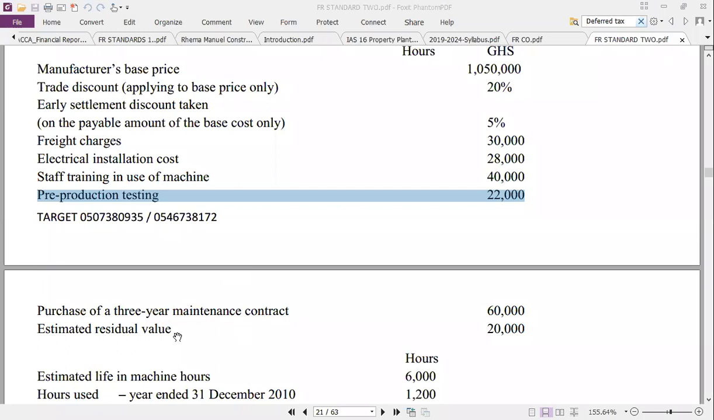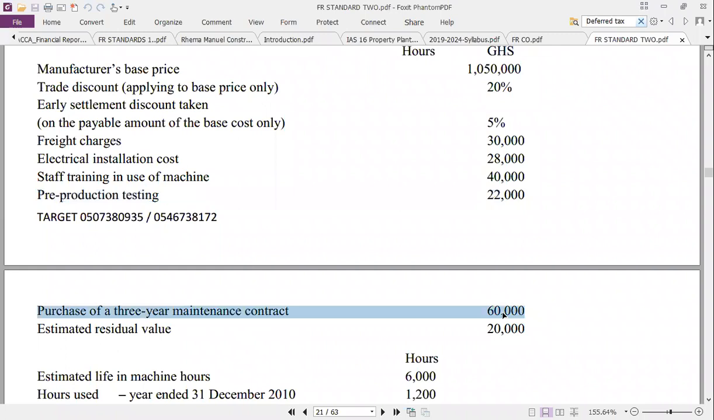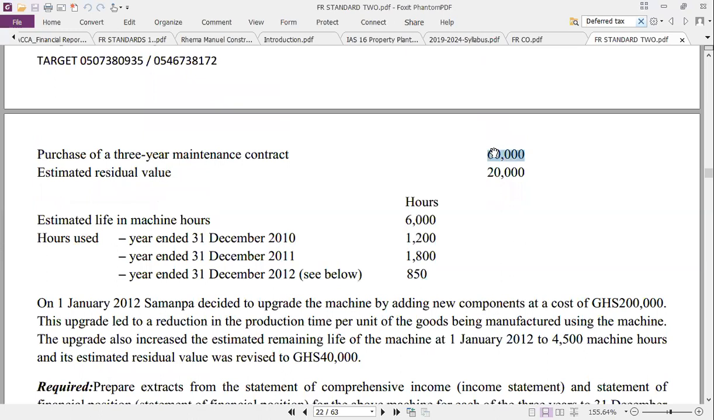Purchase of 3-year maintenance contract. Will it be part? 3-year maintenance contract. No, it will not be part. So this 60,000 will not be part. It should be in the P&L. Just that you divide it by 3 and share it over the 3-year period. So every year a portion will be expensed in the P&L. Estimated residual value: no, we are not going to use it. So we are done with the cost of the machine. The maintenance cost will not be part.